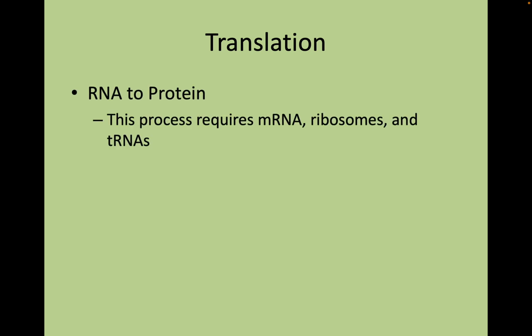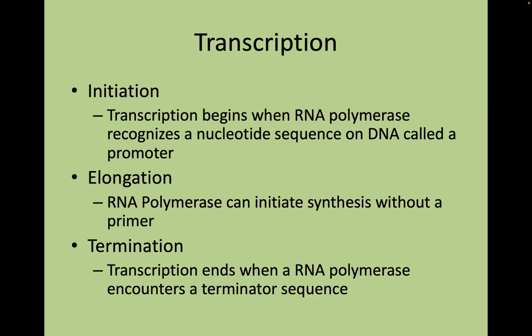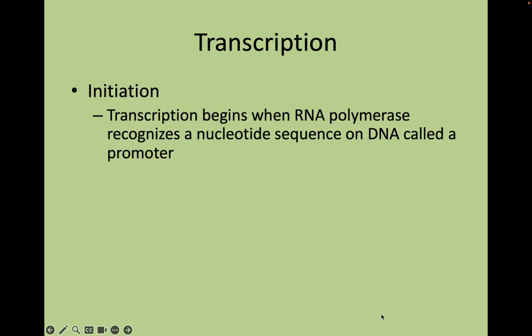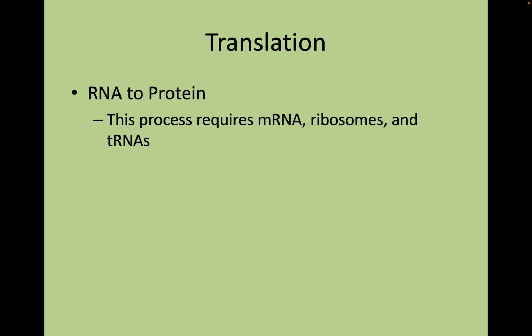Translation happens when the mRNA is used to create a protein. So if DNA is like the cookbook, right? mRNA might be a copy of a single recipe from the cookbook. And then we need to take that recipe to the kitchen. So the kitchen, in this case, is the ribosome. So the mRNA travels to the ribosome, and that's where the proteins are made. That's where the recipe gets made.